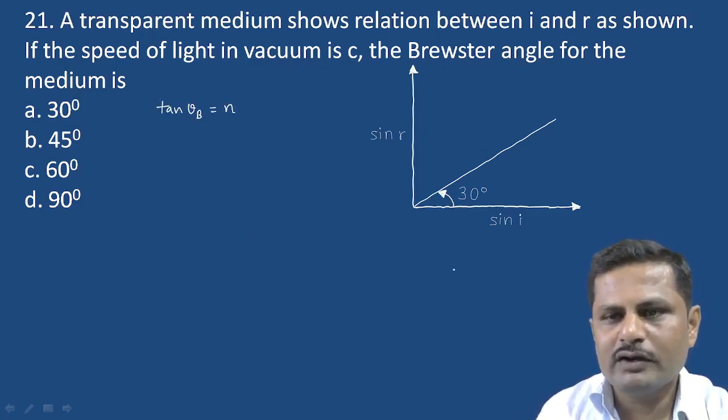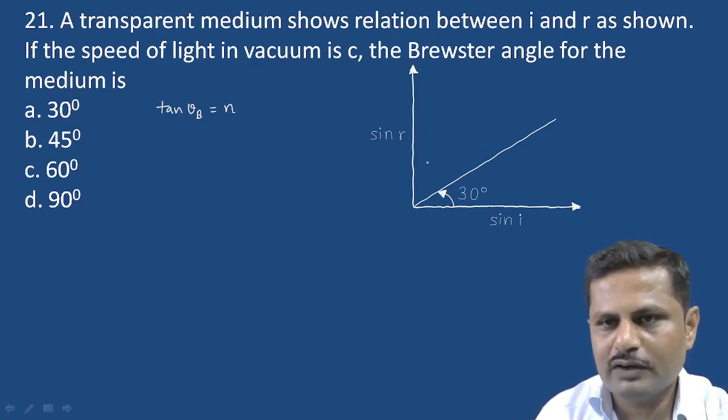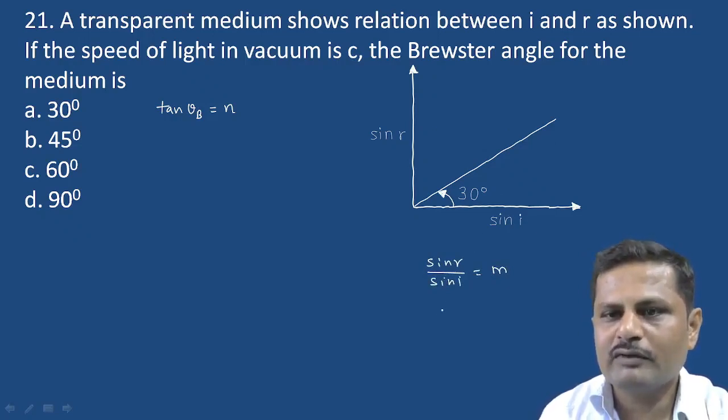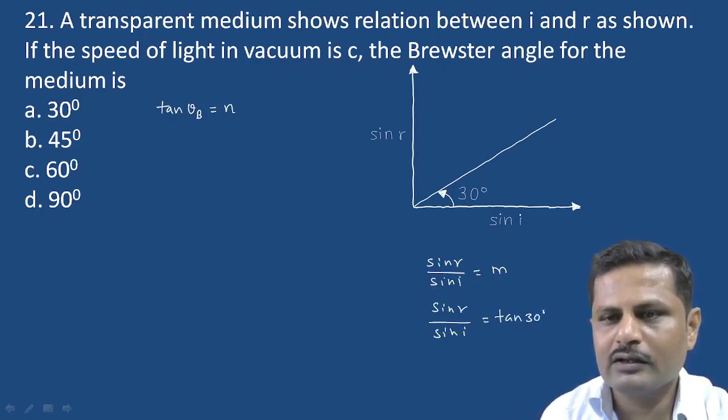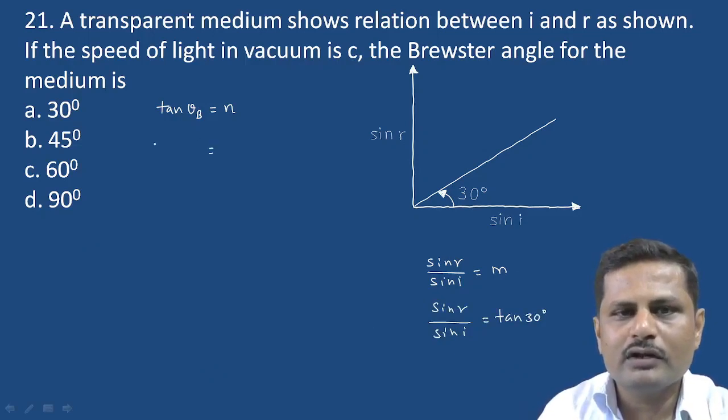But from this graph we can understand that the slope of the graph gives us sin r by sin I. Let me consider the slope as m, so m is equal to sin r divided by sin I. This is nothing but sin r by sin I, equal to the slope, which is tan 30. But here we have seen that tan theta b is equal to n, the refractive index, which is the ratio of sin I and sin r.